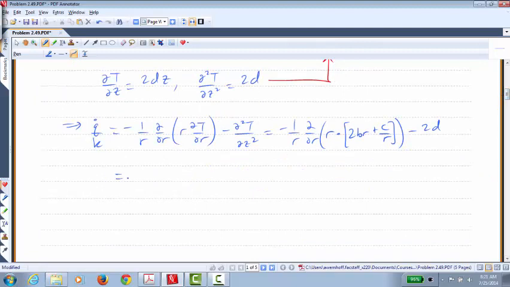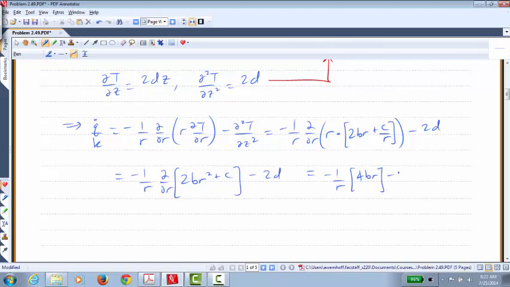Okay, continuing on here. Multiply these two numbers inside, the r times 2br plus c over r. We get 2br squared plus c. And of course, you can't take the derivative of a constant, so the term with c is going to go away when you take the derivative. We get minus 1 over r times 4br, minus 2D. And to finish up here, you're going to get then minus 4b minus 2D.